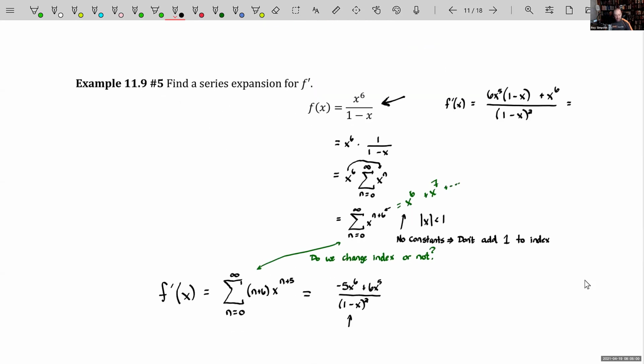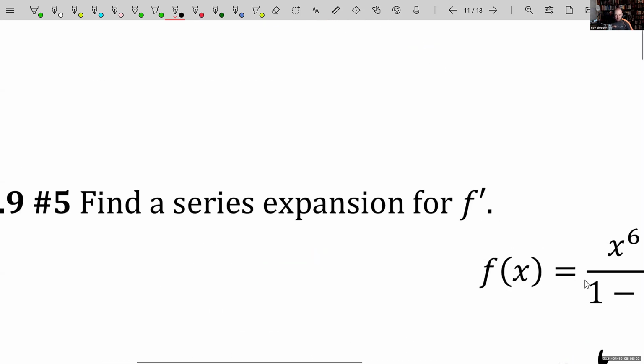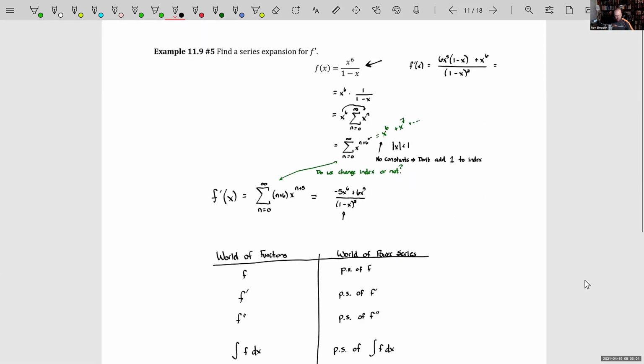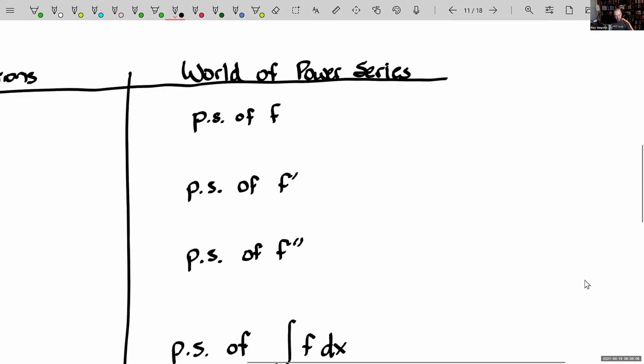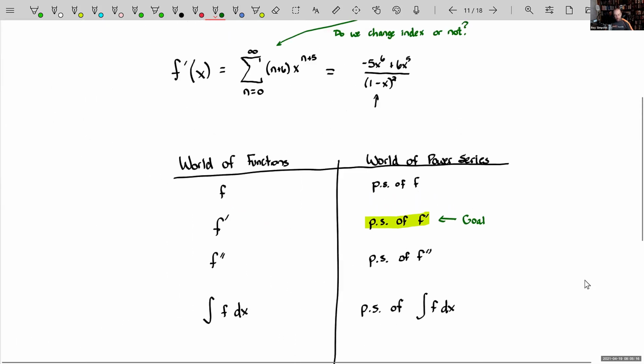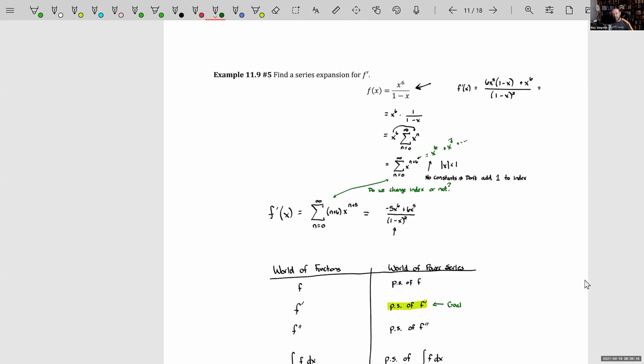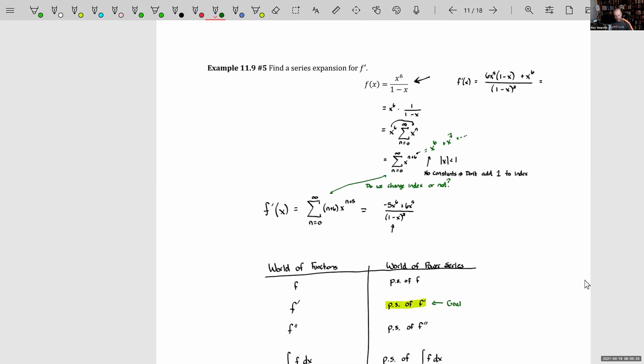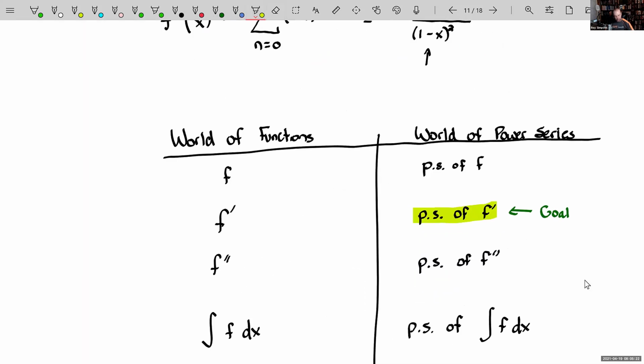So in this case, they said find a power series for f prime. Okay, great. So here was our goal. Let me highlight it. I'll point an arrow at it, and I'll say goal. That was our goal. Find a power series of f prime. However, what were we given? We were given the function of f.